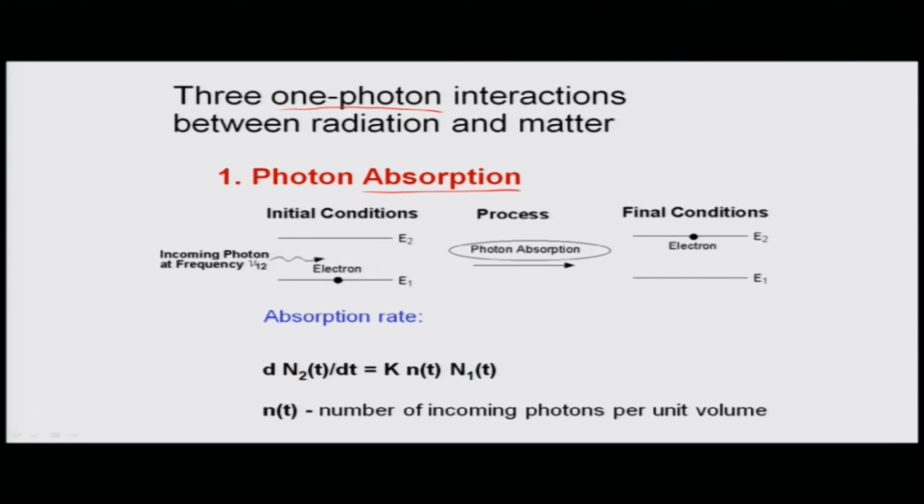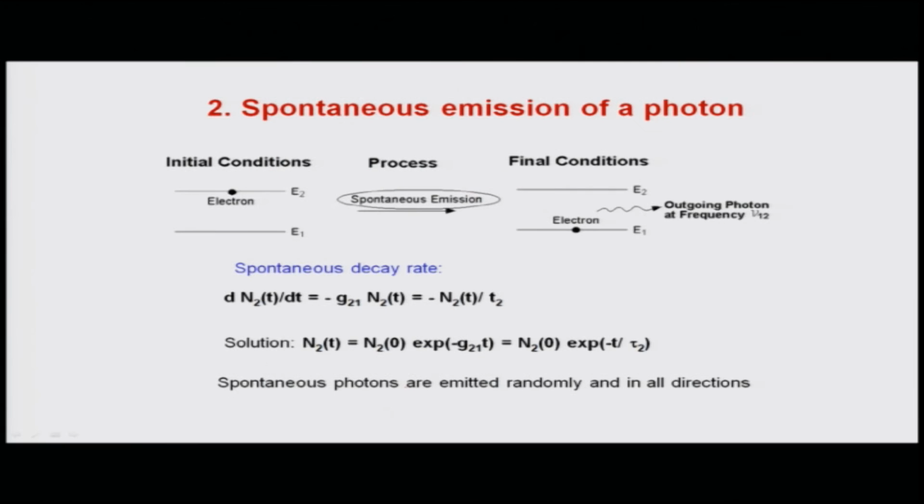So, we have this rate, which can be related to the number of incoming photons with respect to the number of states of the kind that we are looking at. So, N1 atoms in the ground state are interacting with the number of photons coming in per unit volume.